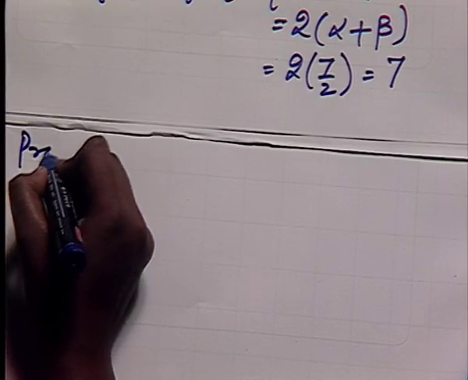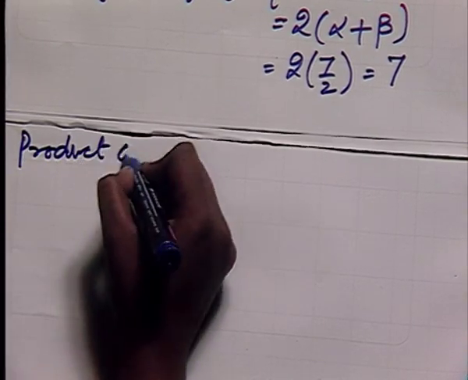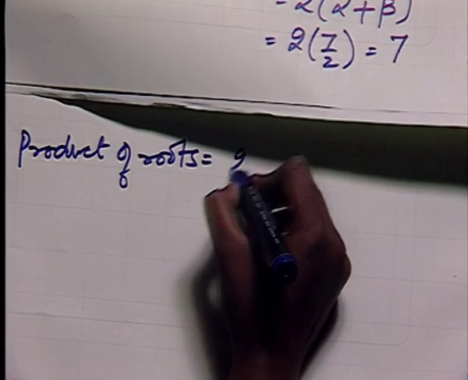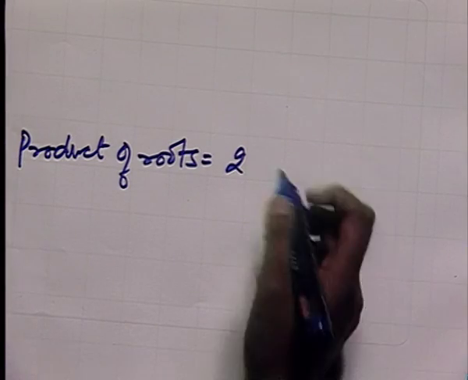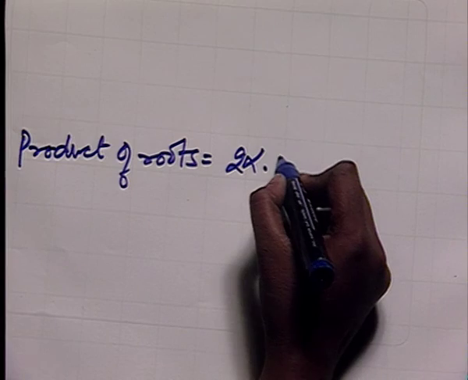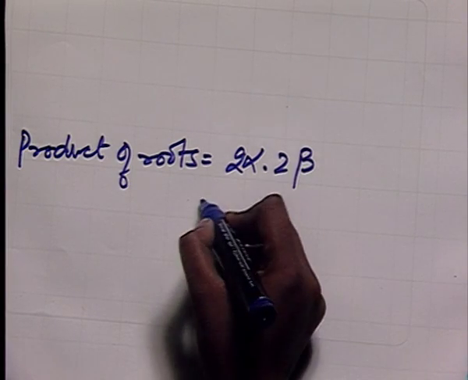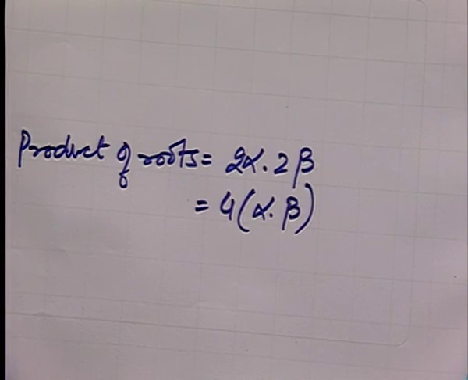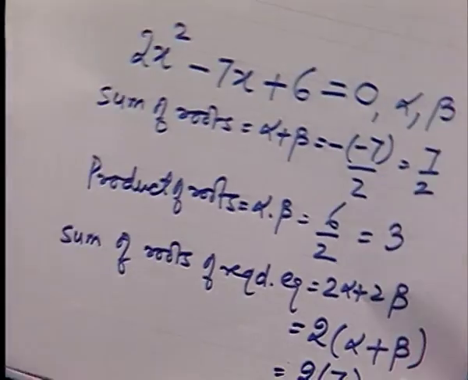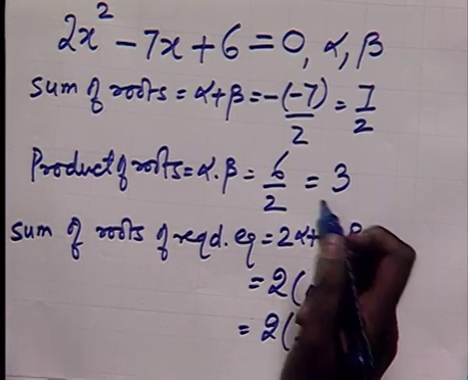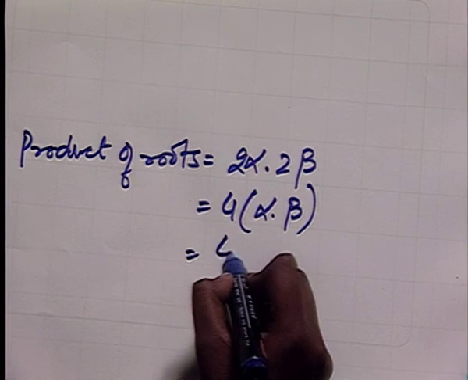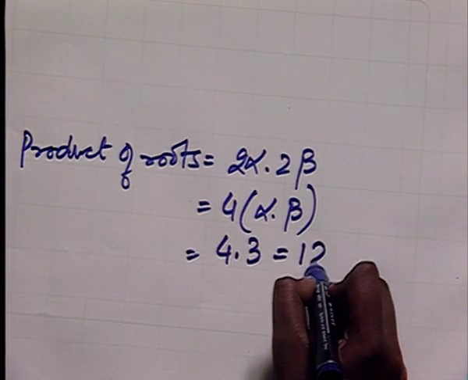Also, product of the roots of the required equation will be equal to 2 times alpha into 2 times beta, that is equal to 4 times alpha into beta, but we know that alpha into beta is 3. So, replacing alpha into beta by this 3 here, we get 4 multiplied by 3, which is equal to 12.